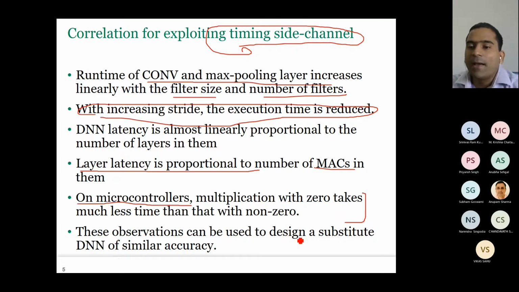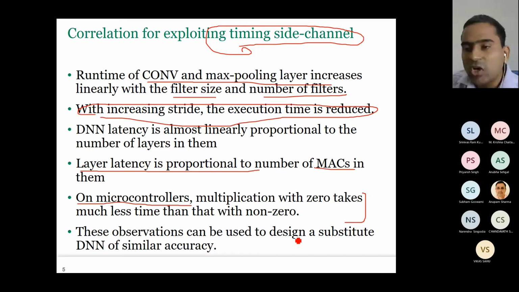Now, by microcontroller I mean those boards, such as ARM processors. They are very simple processors. So they have this optimization built in that whenever one of the inputs is 0, don't do the multiplication. So you can find out if the operation takes very little time, then one of the inputs was definitely 0. Either the input or the weight was 0. But if it takes more time, then none of them was 0.